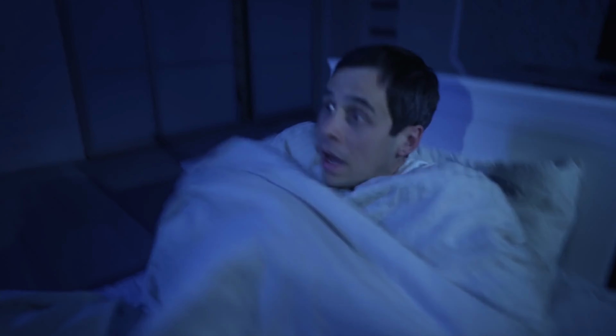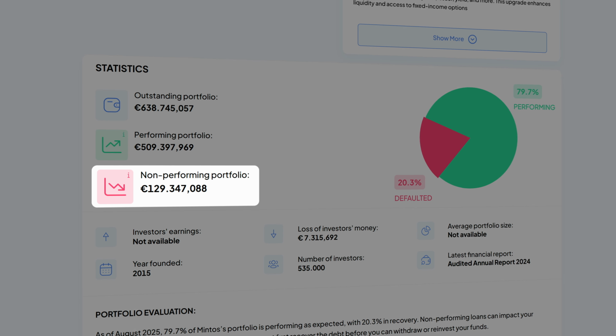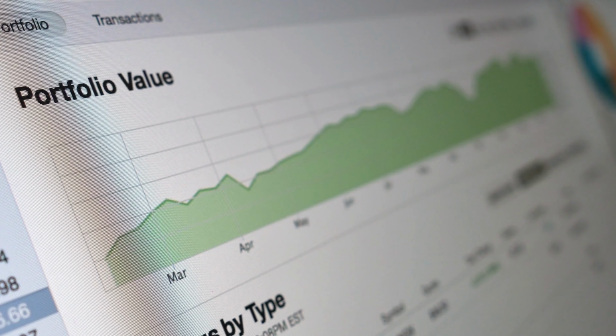However, we don't live in a perfect world, otherwise we would not see over 129 million euro of investors' funds locked up on Mintos. That's why it's so crucial to have some sort of understanding of the risks you are taking on when investing in the loan portfolios of those loan originators.